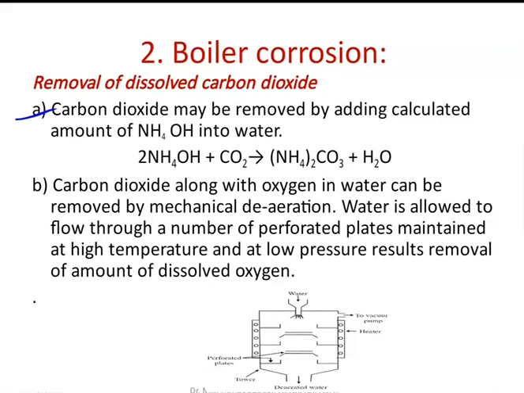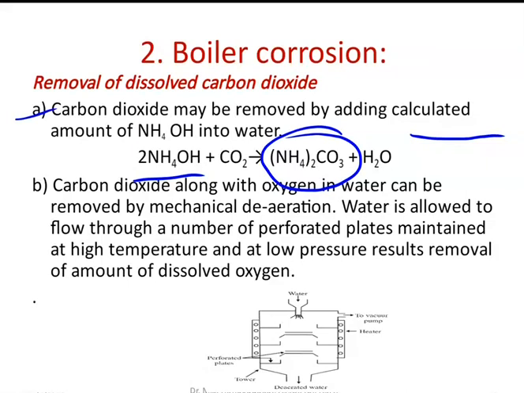If your boiler feed water contains dissolved carbon dioxide gas, that is removed by adding a calculated amount of ammonium hydroxide. When ammonium hydroxide is added to the carbon dioxide gas, there is a formation of ammonium carbonate and water. But ammonium carbonate again has an adverse impact, because the salt concentration increases, which is causing some other problems to the boiler.